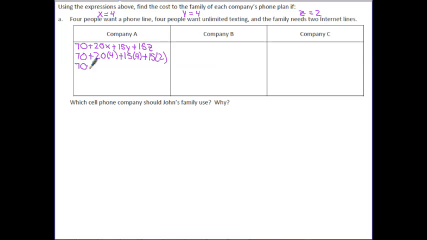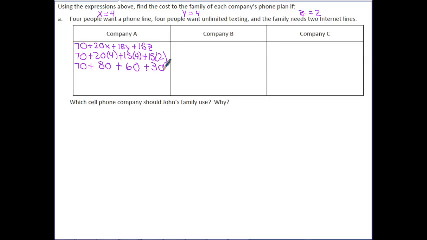So we're still going to have the 70, but we will actually multiply. 20 times 4 is going to give us 80. 15 times 4 is going to give us 60, and 15 times 2 is going to give us 30. Once I've done that, I can go through and add.